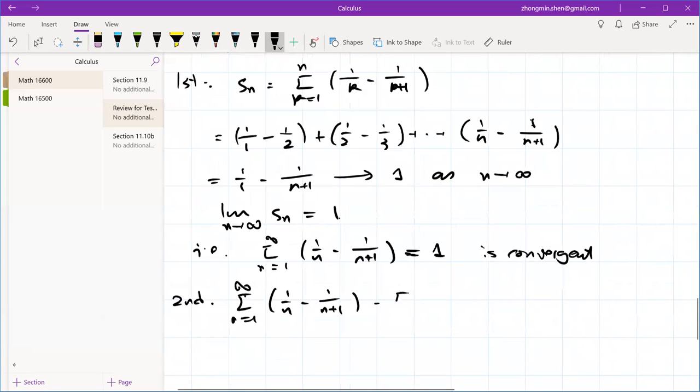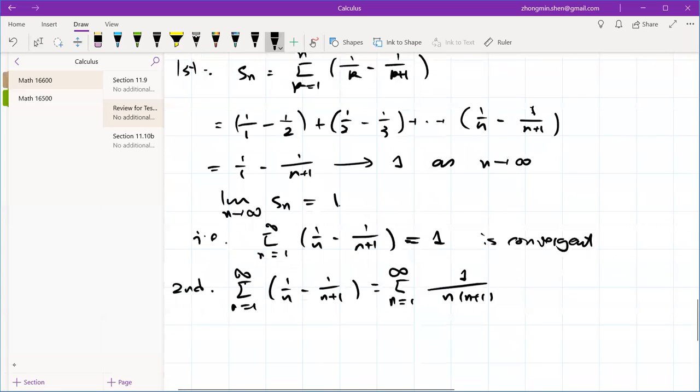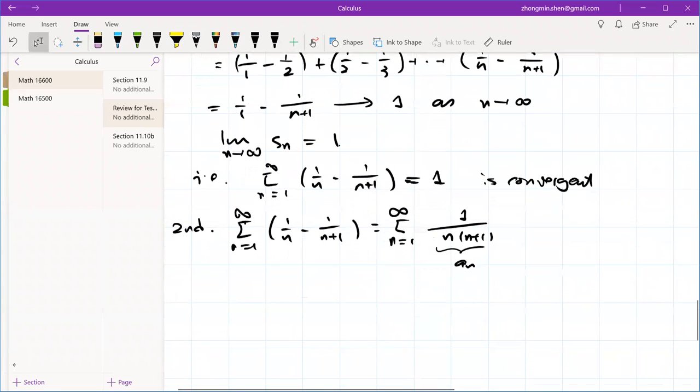So what you get here is going to be n plus 1 minus n over n times n plus 1, which is just 1 over n times n plus 1. So now it's clearly convergent. Why? The denominator of the nth term is going to be almost n squared, n times n plus 1. So this is my an. I can use a limit test, I can use a limit comparison test, I can use a comparison test. So I use a comparison test.